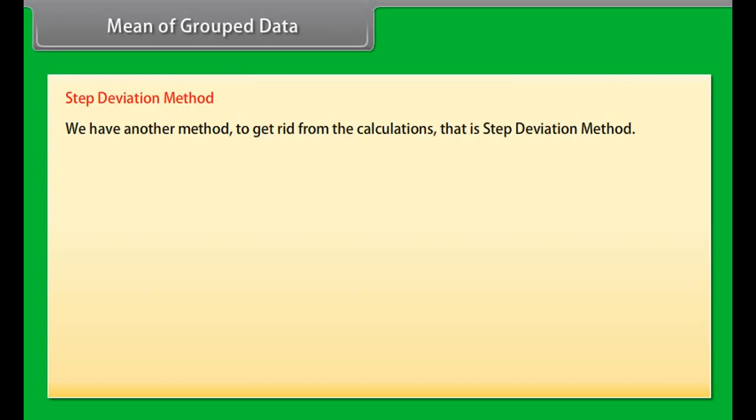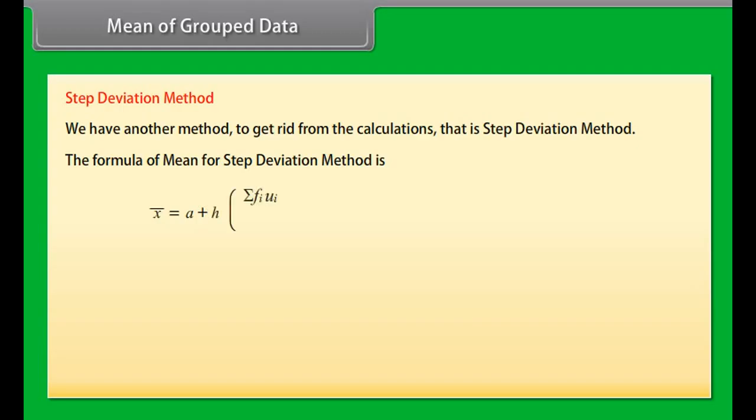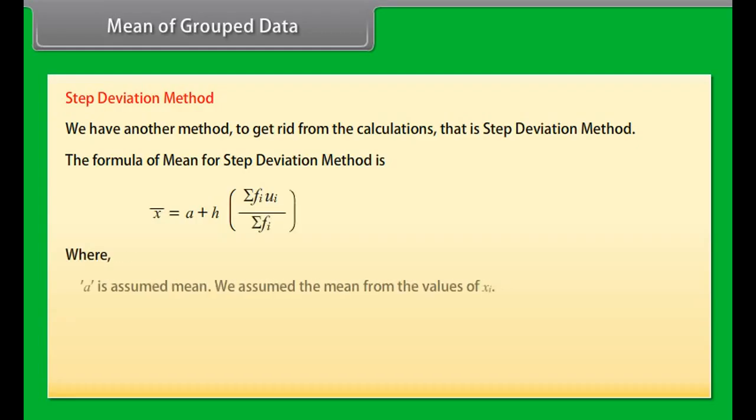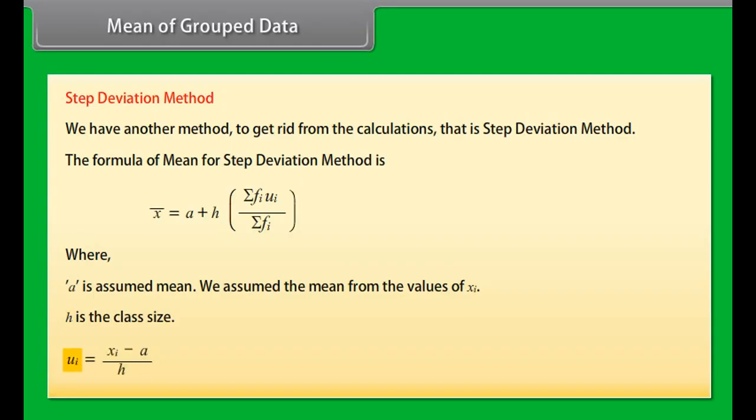Step deviation method. We have another method to get rid of the calculations, that is, step deviation method. The formula of mean for step deviation method is a plus h multiplied by summation of the product of fi and ui divided by summation of fi, where a is the assumed mean. We assume the mean from the values of xi. h is the class size. ui is equal to (xi minus a) divided by h.